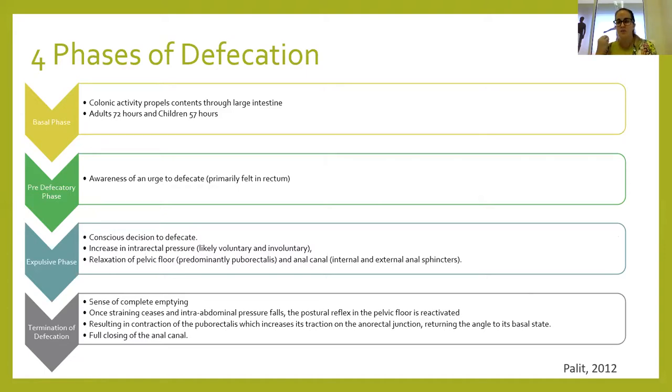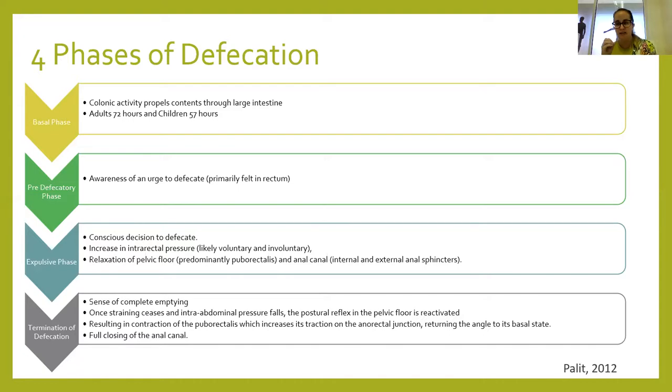Then you get the pre-defecation phase, which is that awareness and that urge. It should be felt in the rectum, so in your bum. What we find is that a lot of children who have issues with avoiding this first feeling actually start feeling it in their stomach. Once you get that urge to defecate, normally felt in your bum, you get the expulsion phase, which is your conscious decision to defecate. So you've told your brain that you're going to the toilet and you will be defecating or excreting or pooing, lots of different words for it.